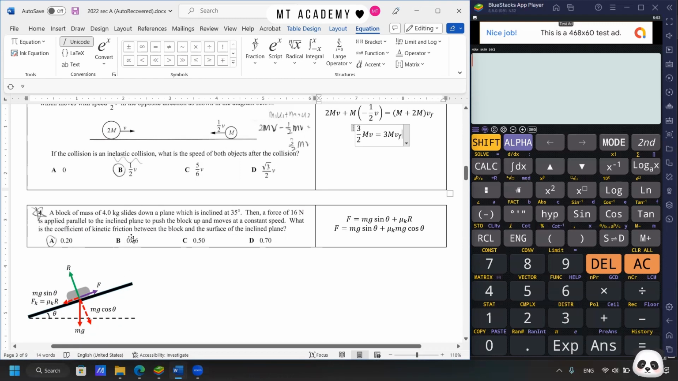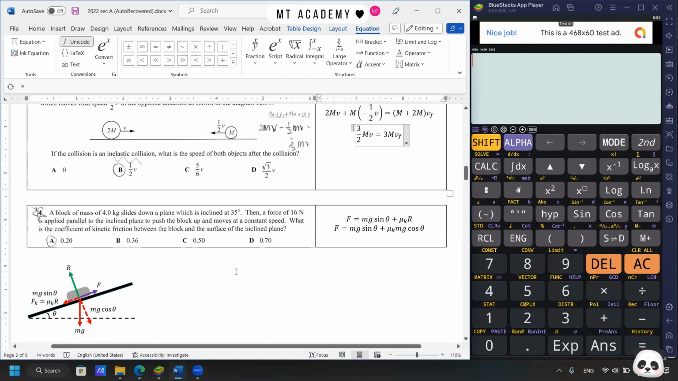We are informed that the block is pushed up. So it means that we have a force of 16 Newton going up the inclined surface, and the factors that cause the block to move down are mg sine theta, the parallel component of the weight, and also the kinetic friction.